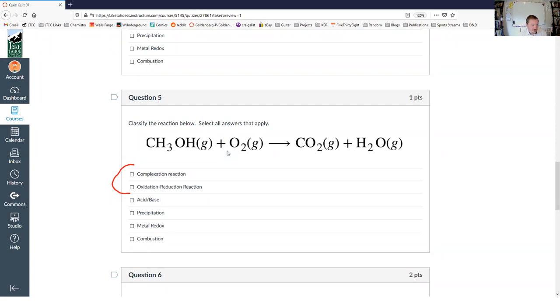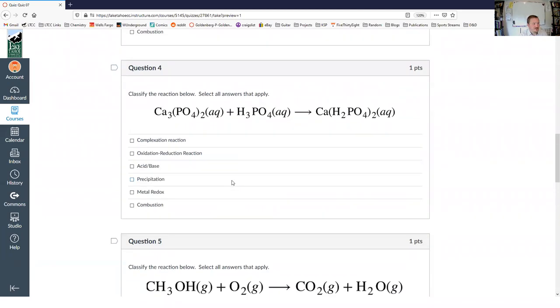Any other reaction type questions here? Any specifics on here that you didn't get? Hopefully you saw the answers when you submitted your quizzes so that you could get some feedback on that. But was there any that didn't make sense to you once you saw the right answers, that you didn't know why that was the right answer?